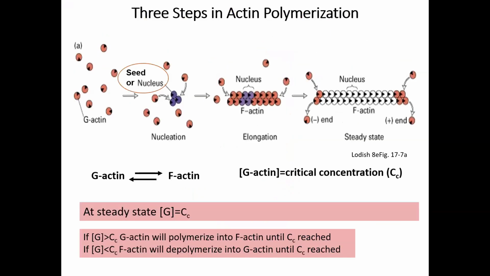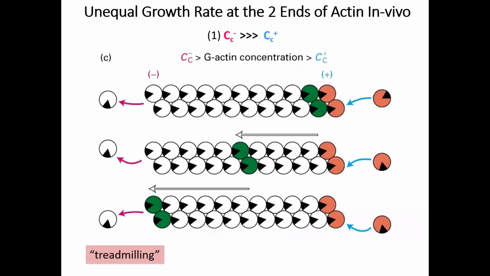Let's go to this right here. You go to this formula. If your globular actin concentration is less than the critical concentration, it will depolymerize. If it is more than the critical concentration, it will polymerize into the F-actin. So you know this formula. This is the truth. And right here are your values.